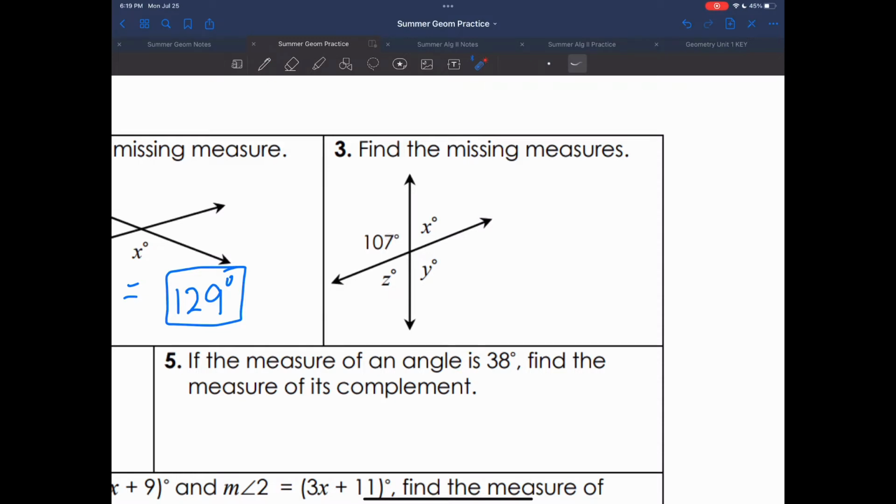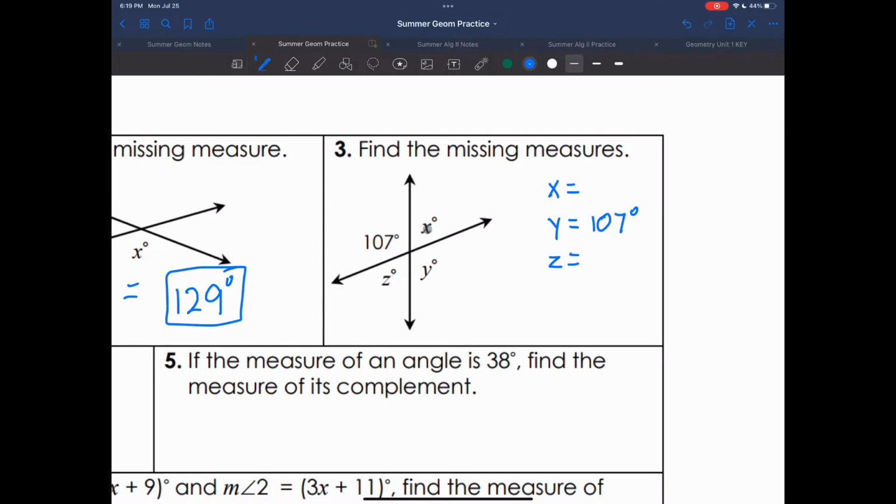If you remember, whenever two lines intersect, two lines cross, the ones across from each other are called vertical angles, and they're equal in measure. So if this is 107 degrees, immediately y is also 107 degrees. So off to the side here, let's say x equals, y equals, and z equals. We'll just write everything over here. So we know y is 107 degrees. Okay, perfect. So now we got to solve for x and z.